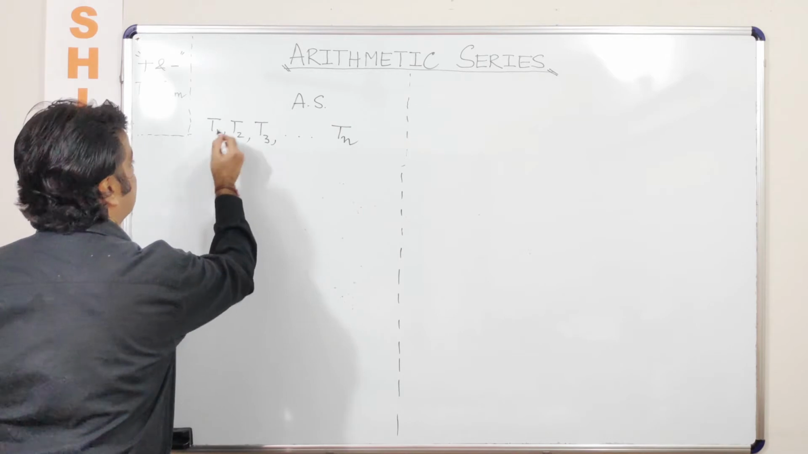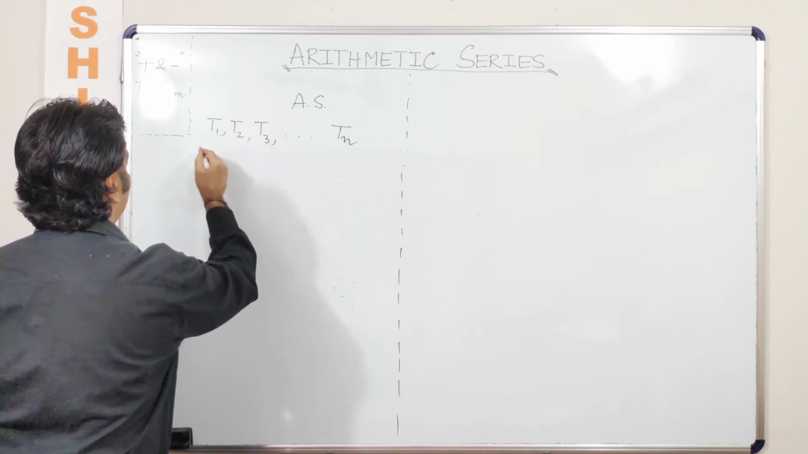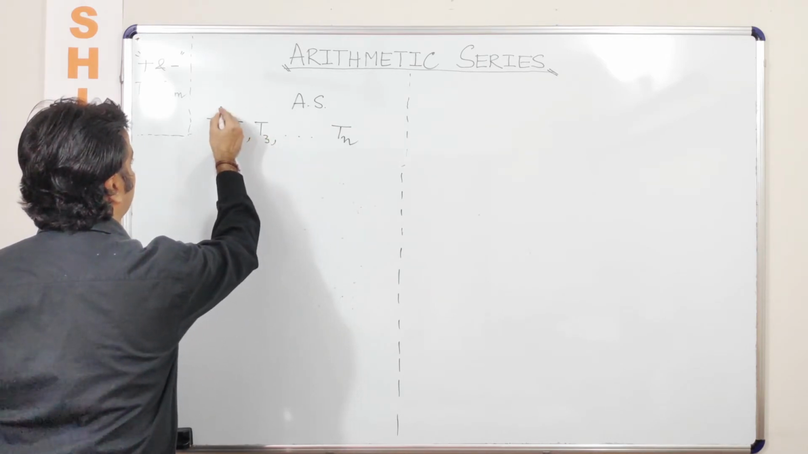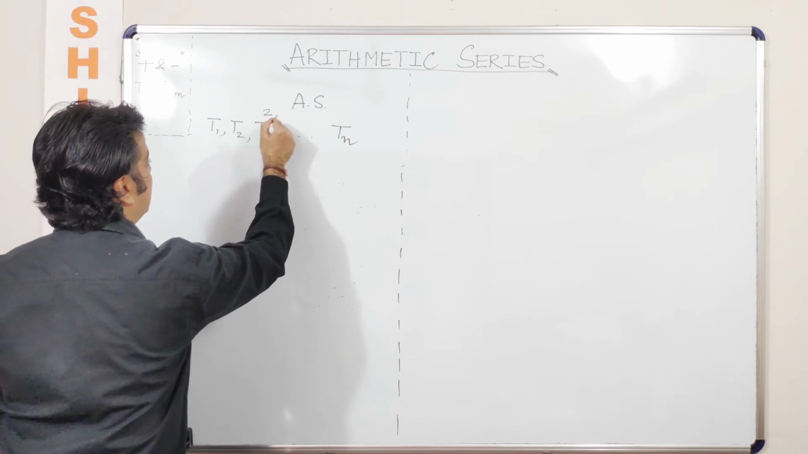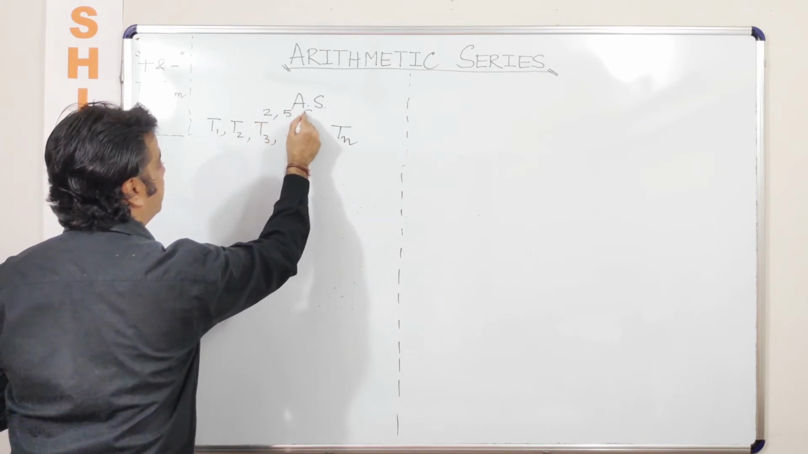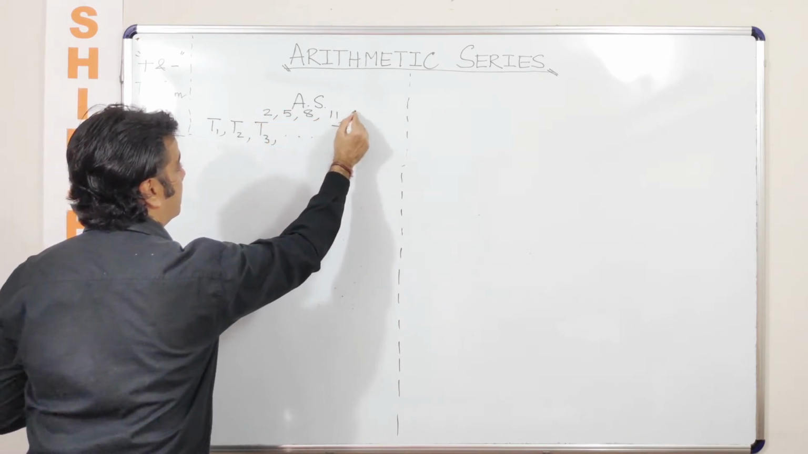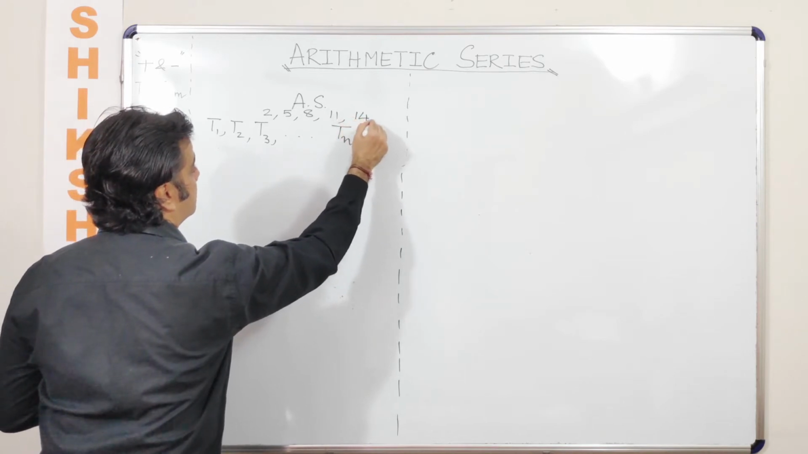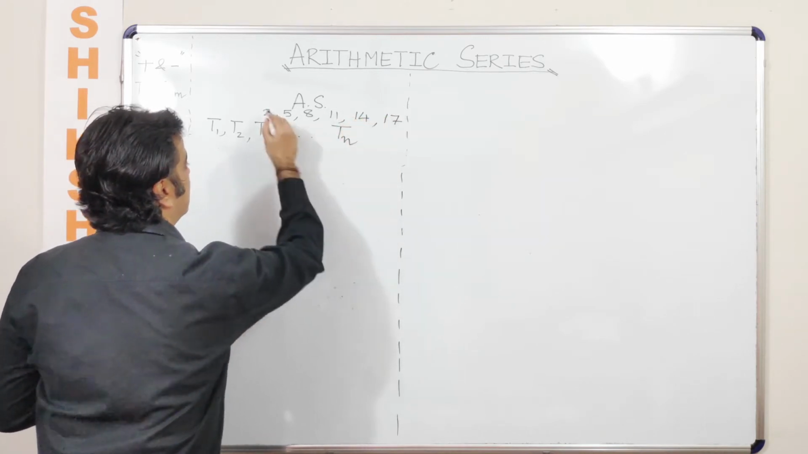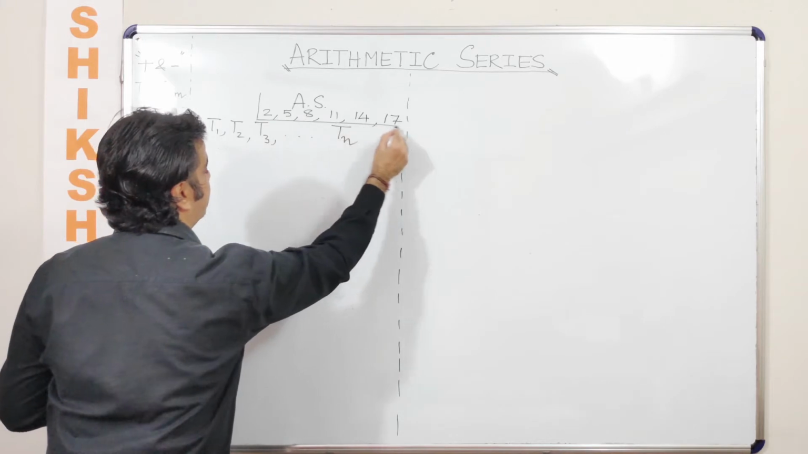Now, for a better understanding, we will give it some values. So, for example, the arithmetic series that we are going to take now is, let's say a series like 2, 5, 8, 11, 14, 17. This is the arithmetic series that I have taken.